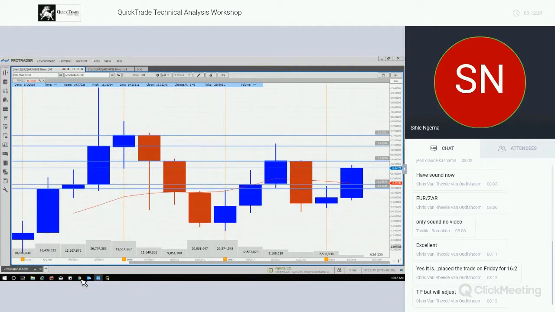Oh, you placed the trade on Friday for 1620. Oh, okay, no, that's perfect. It's actually a good trade. I think you may still see 1633, and if the emerging markets sell-off intensifies, we could see more selling taking place and the rand weakening a little bit further against all the developed markets currencies. So it's very important that you keep an eye on that one.